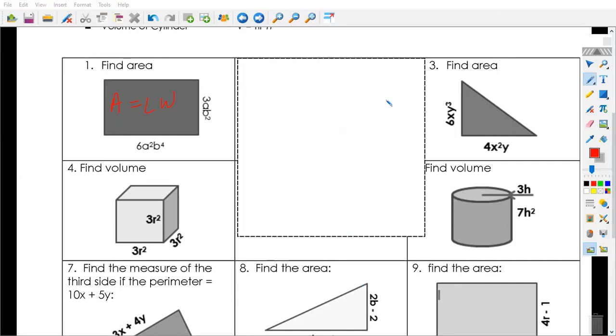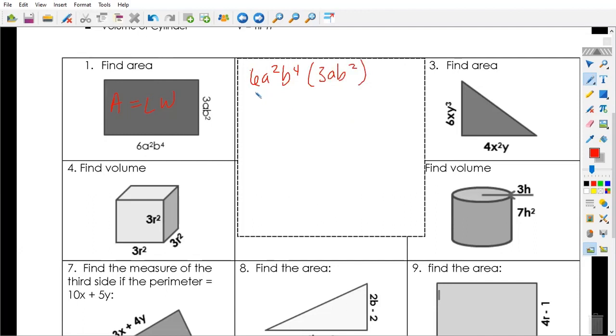When we're multiplying, think back to algebra one. When you're multiplying with variables and numbers, you multiply numbers together and then like variables together. When we multiply variables, we're just combining with addition, we add their powers. So when I look here, I have 6a squared b to the 4 times 3ab squared.